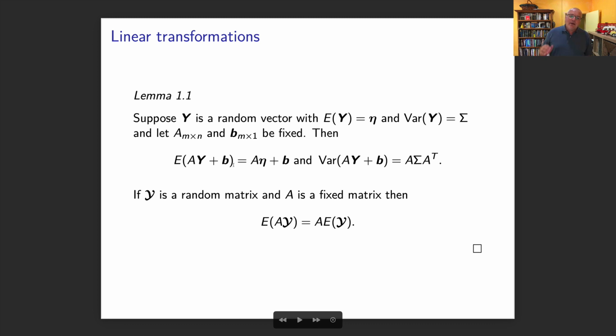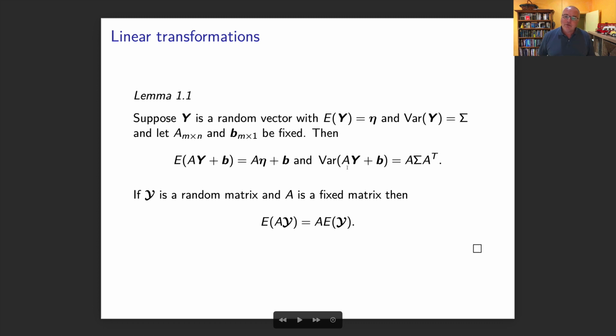Now, it might look complicated, but that is exactly the same. If I'd said, y equals ax plus b, and asked what's the expected value of y, you would have said, oh, John, it's just a times the expected value of x plus b. This is just the vector matrix form.